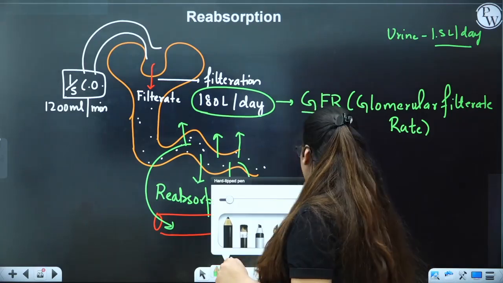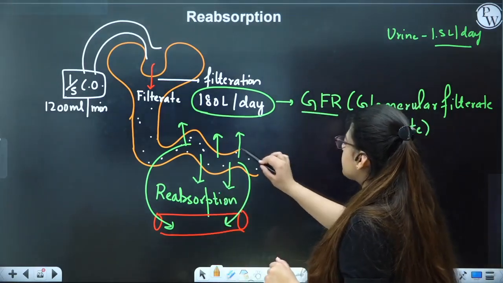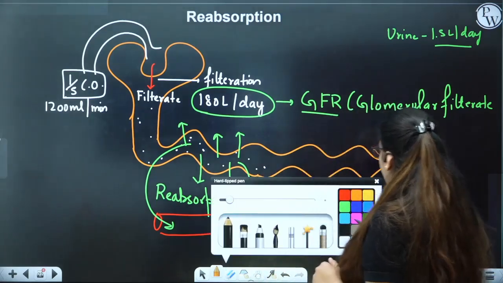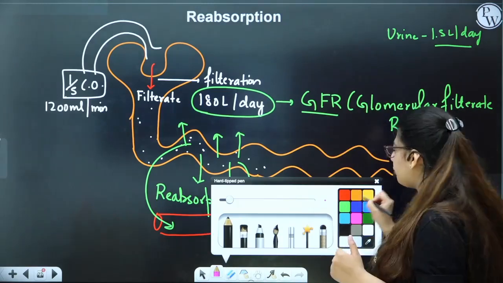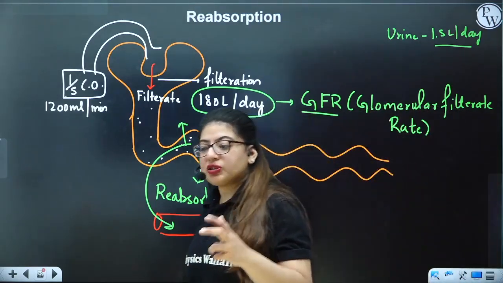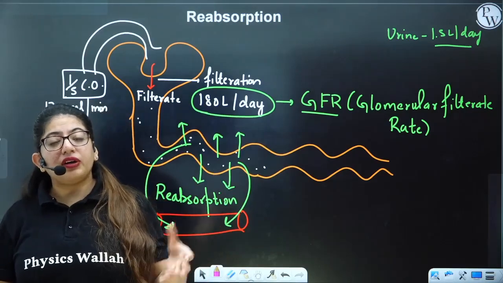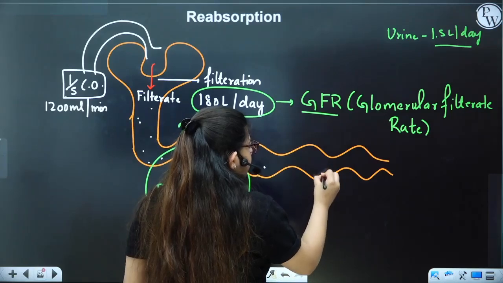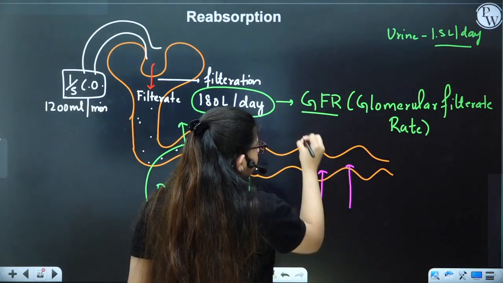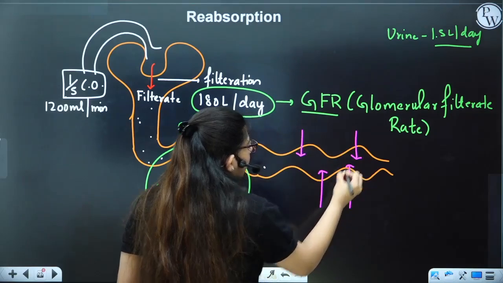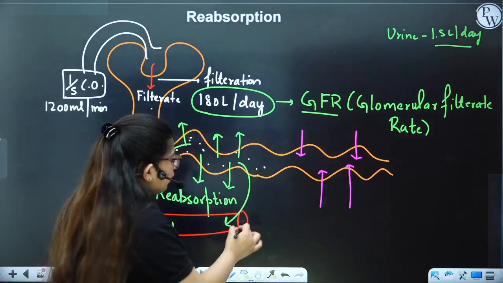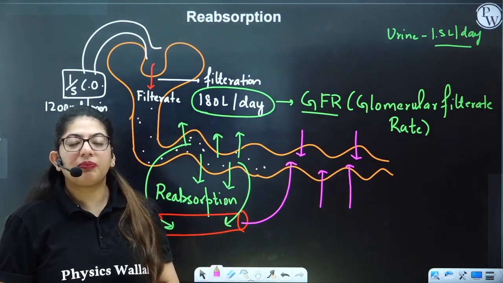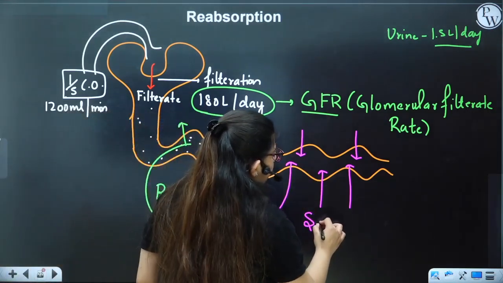Now there is a third thing known as secretion. There are certain things in your body which are harmful to you, like H+ ions and potassium ions. If they build up in your fluid, your ionic balance will get disturbed. So we want these things to go from the blood into the tubules, into the filtrate, and become part of the urine. This process is known as secretion.